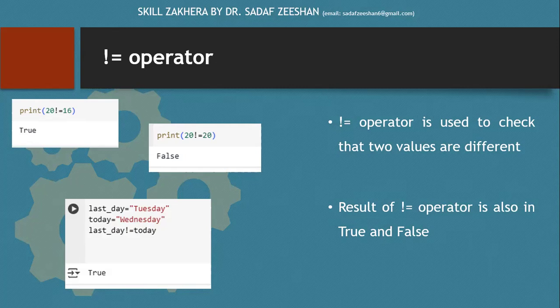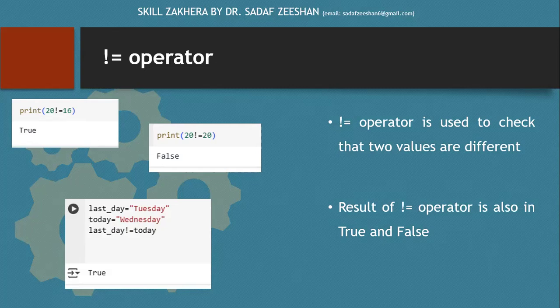Similarly, if I want to check if 20 is not equal to 20, I'm going to use the sign of exclamation mark and equal to. As we know 20 is equal to 20, it is going to display false because this is a false claim. The result of this operator, the not equal to operator, is also true or false. Just like double equal to tells us whether this is true or false, this operator is also going to give the answer in true and false.